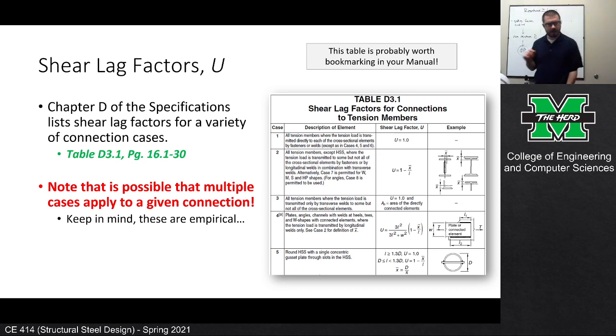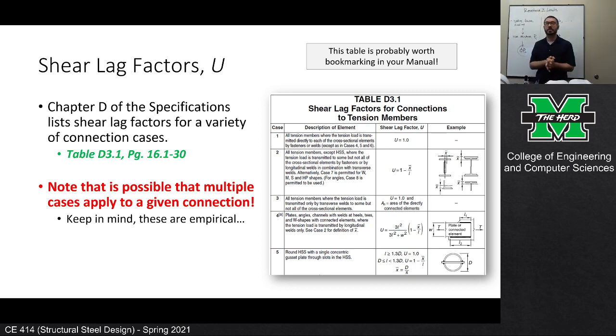I want everybody to turn to 16.1-30 in your manual, okay? So this is, if you were with me on Chapter D, it's the next page, okay? And it should look like this. Table D3.1, shear lag factors for connections to tension members.